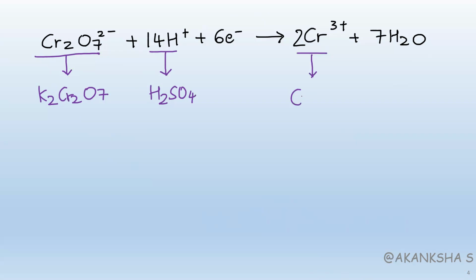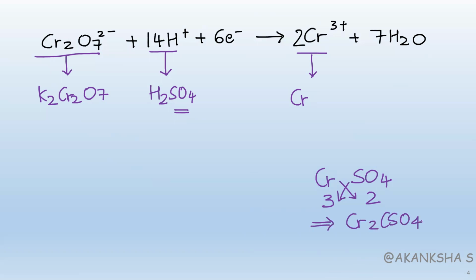This can be written as chromium. See over here, we have sulfate, right? Chromium has charge 3, sulfate has charge 2. Cross multiply. What is the resultant product? Cr2(SO4)3, so you bracket the sulfate thrice. And water remains as water, H2O. The electron comes down as electron.